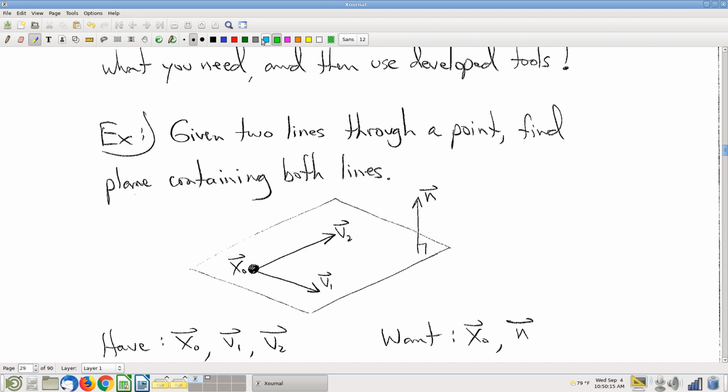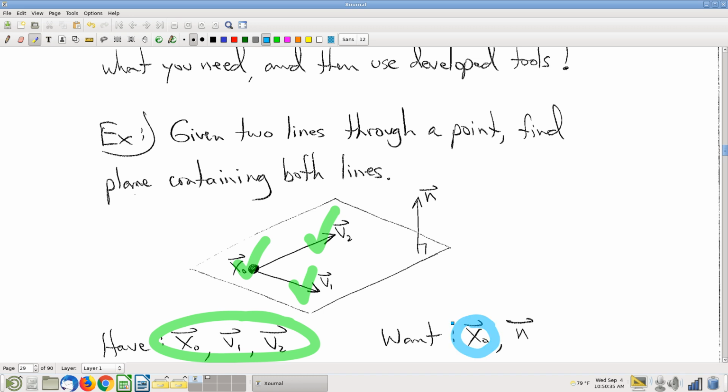But let's take this one step at a time. Going with the suggestion I'm making about procedures, identify what you have. I've got a point that's on this plane that I'm looking for. I've got two vectors parallel to this plane that I'm looking for. What do I need? I need a point in the plane. Okay, cool, I've already got one. And I also need a normal vector. I already have it drawn over here. So there's what I have, there's what I need. And the puzzle begins.